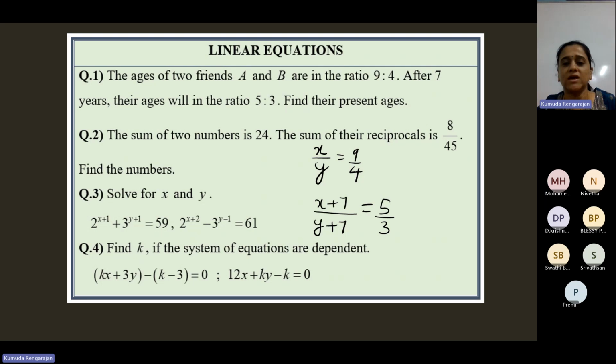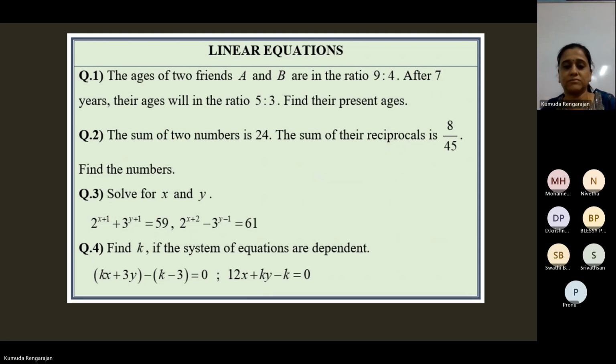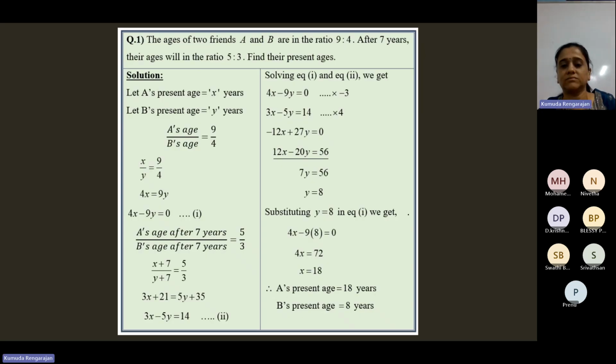Cross multiply. 4x is equal to 9y, or 4x minus 9y is equal to 0. Cross multiply, you will get another equation in x and y. Solve and find values of x and y. That's it. Yeah. Please work.